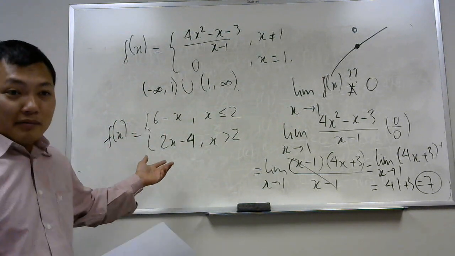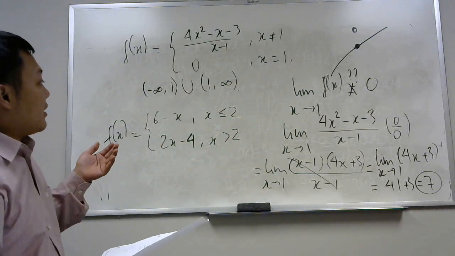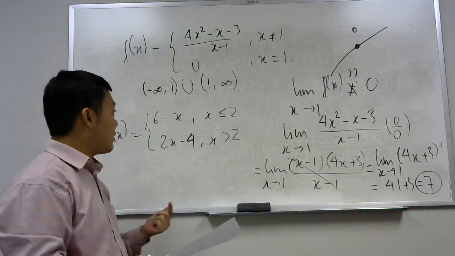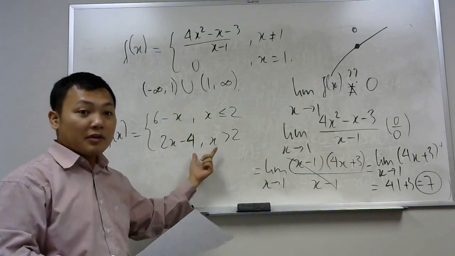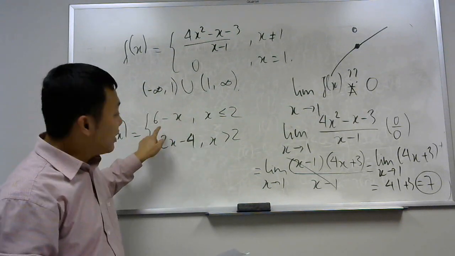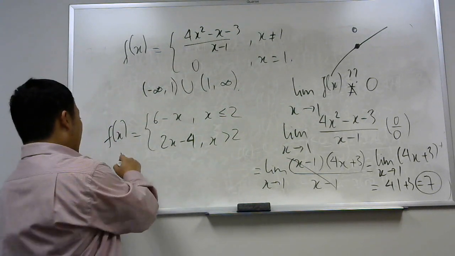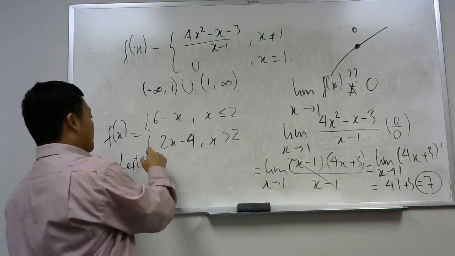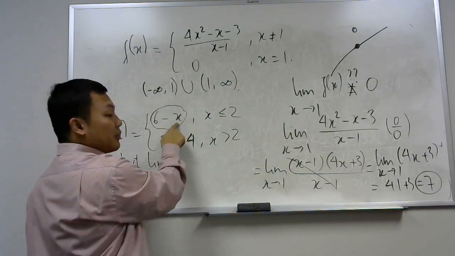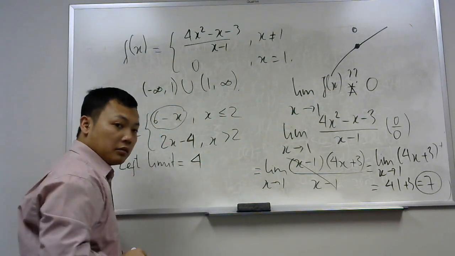The second problem is easier because we have two parts, the left and the right. The only thing we need to convince ourselves is that the function has the same left and right limits. So in order to find the left limit, I just need to take the left part, right, and plug 2 into this. So I write the left limit. If you take this part and you plug 2 into this, you get 6 minus 2 is 4, right?